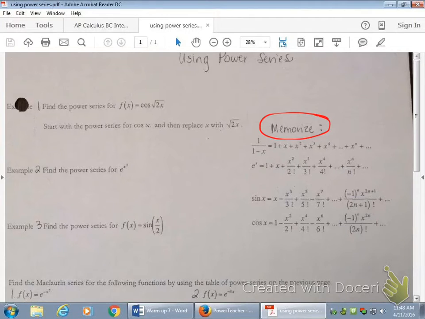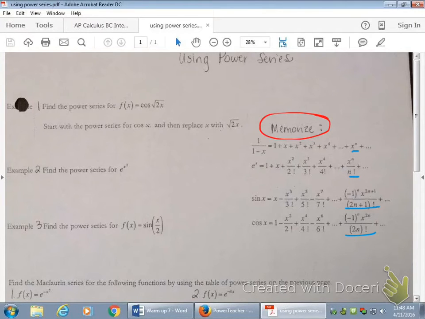these look familiar. And basically what's happened is we've found a pattern for each of them, and then there's a formula at the end for the pattern. And so you need to memorize that sine of x is x minus x to the third over 3 factorial plus x to the fifth over 5 factorial and so on. And the formula, in case you need it, is negative 1 to the n times x to the 2n plus 1 over 2n plus 1 factorial.